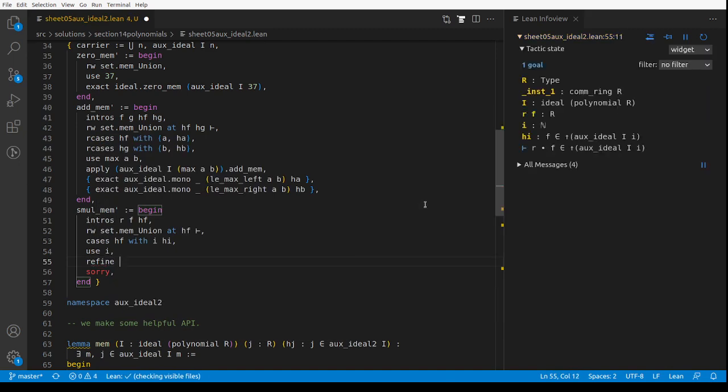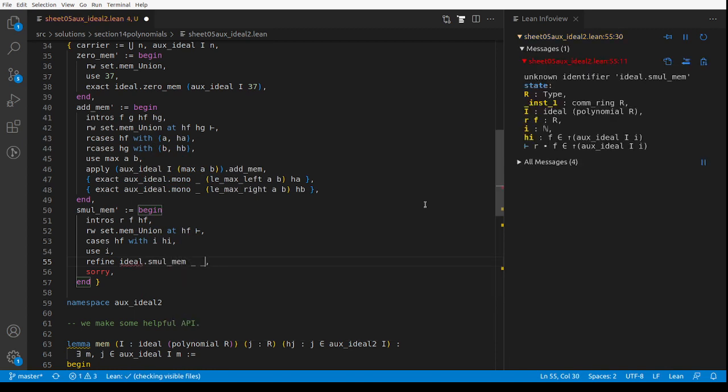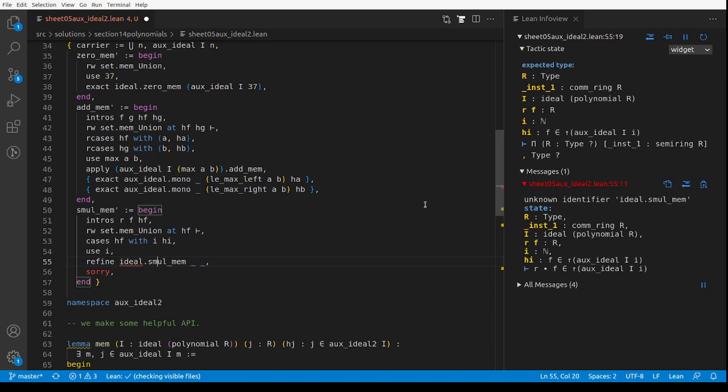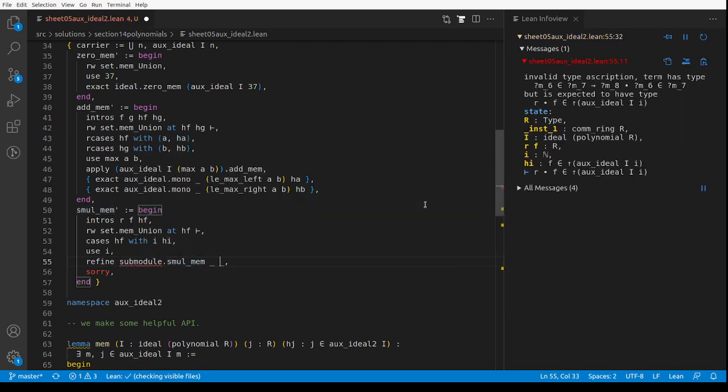refine ideal.smul_mem. I wonder if I can do, no, yeah. I've never heard of ideal.smul_mem. But ideal.mul_mem, or is it submodule? Maybe we should use submodule.smul_mem. What's it complaining about? Not enough underscores.